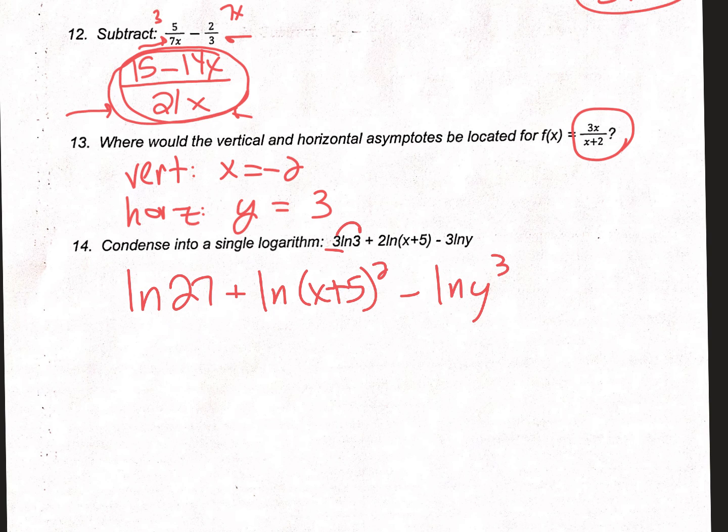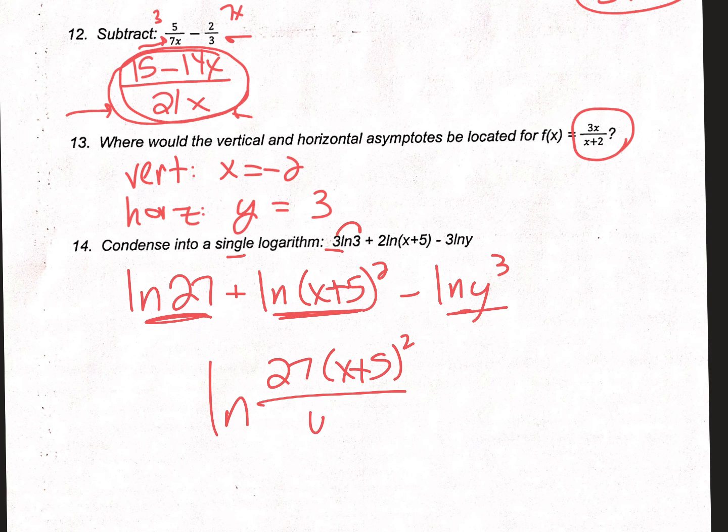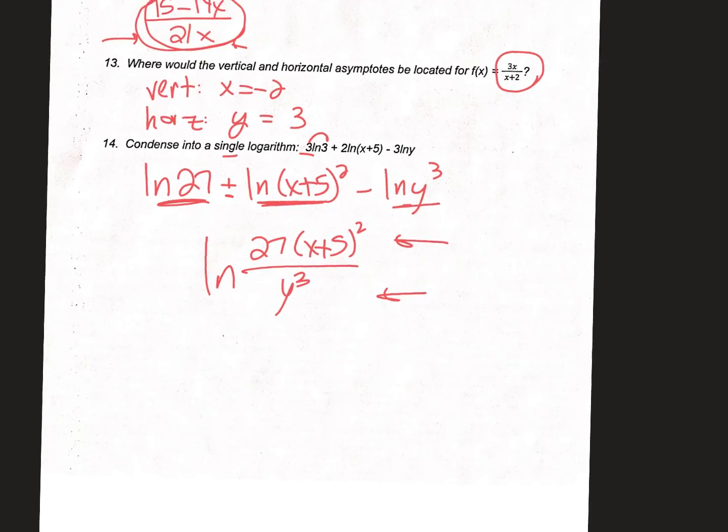Now, here's what you need to know about combining logs. If they are added together, they are multiplied. If they have a minus sign in the front, they're divided. So it's going to be this log times that log divided by that log, except you're going to make it one log. It says a single log, so put a great big ln. In my numerator, I'm going to have 27 times x plus 5 squared. You don't need to work that out. All over y cubed. Again, if it's addition, they go in your numerator. If it's subtraction, they go in your denominator. And make it one log. Don't write 3 logs in your answer. Just one single log. I hope that helps you.